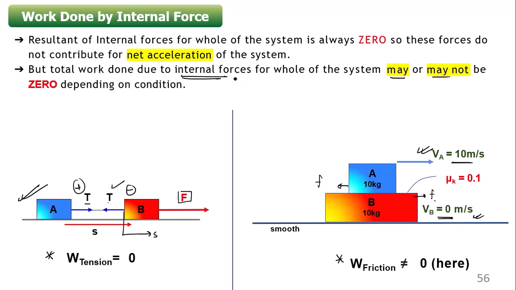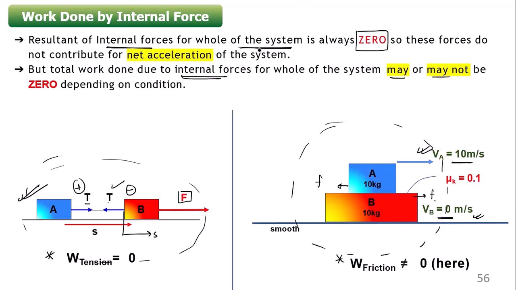But resultant of internal force for the whole system is always zero. Why? Because the internal force comes whenever there is a movement. Okay, this tension will come only when I am moving the block B or trying to move the block A. So then the T will come. Now, as a whole for the entire system, the tension is zero. Net tension force is zero, internal force is zero. As a whole for the entire system, net friction force is also zero. So that is why for the whole system, resultant of internal force is always going to be zero. So these forces do not contribute to net acceleration of the system.